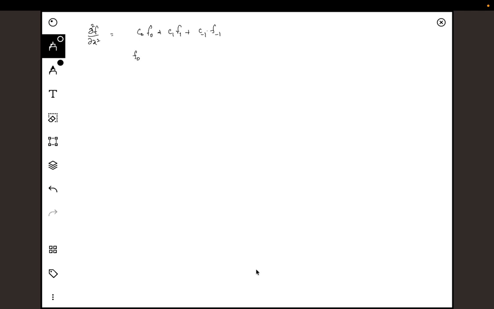So I'll write f0 as f, f1 is basically f plus delta x into f prime plus delta x square by 2 f double prime and so on. Similarly, f2 is f plus 2 delta x f prime and so on. And we need f minus 1, for example, which is f minus delta x f prime plus delta x square by 2 f double prime and so on.